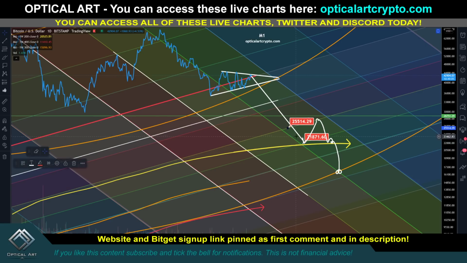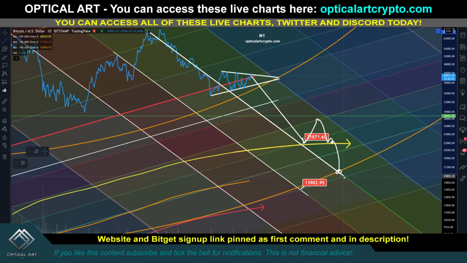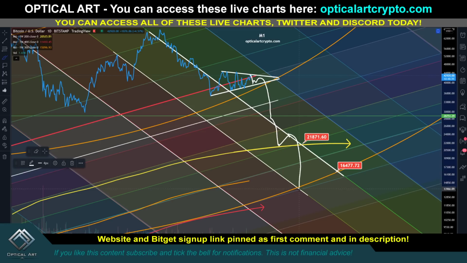We'll probably get rejected around 25,500, and ultimately I think we're coming down to either this resistance level right here, which could be potentially 16,477. Or if we do break, it depends on how big the move is. If we come down and this is a hell of a drop, we could come down and test this, potentially push back up, get rejected, and still come down and hit this target. This is very possible, we could bottom around 14,000.